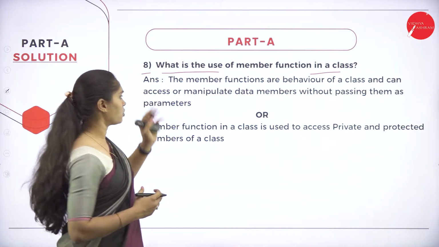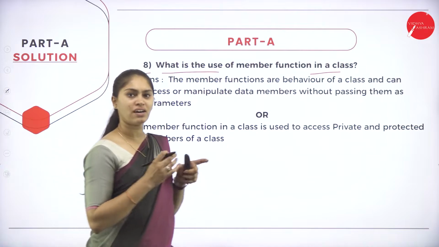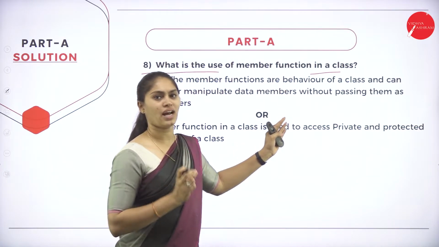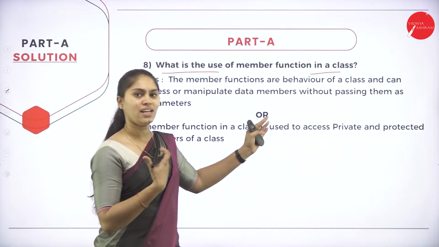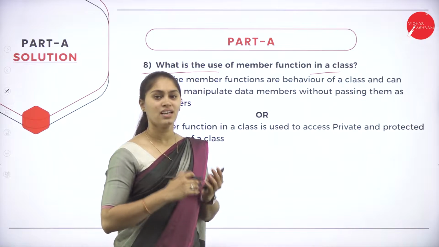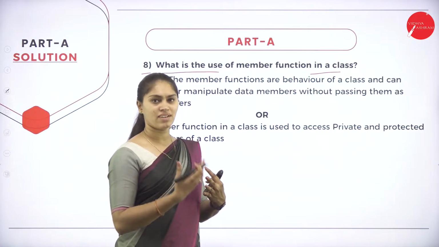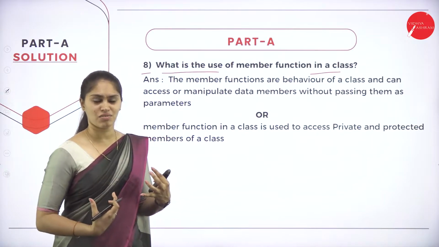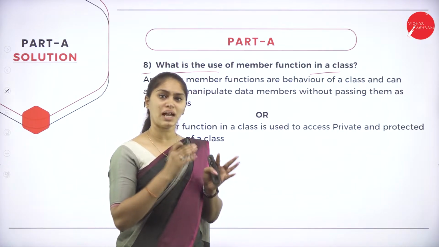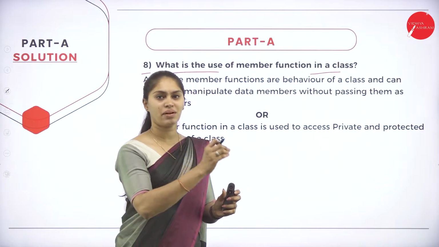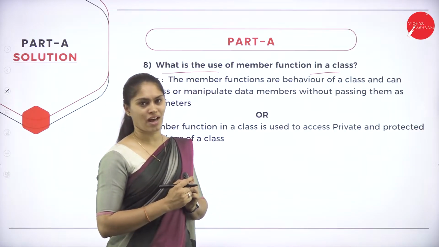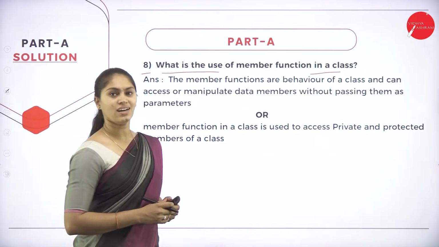So here what is the question? What is the use of having this member function in a class? In a class I have data members and member functions. But when I declare these data members as private and public, then we can't access the private data members outside the class definition. But if I am a member of that class, or a member function of that particular class, then I have the privilege to access those data members. That is the reason for having this member function in a class.